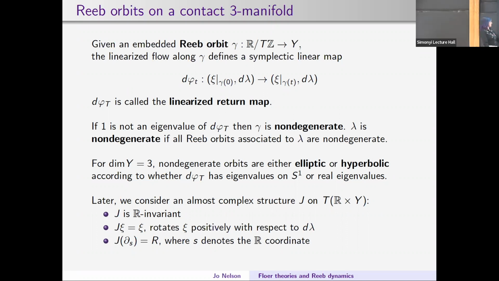And then we have a certain number of things that we want. So we want J to be R-invariant. And we want J to rotate the contact planes positively with respect to d lambda, so that we get a Riemannian metric if we put J into d lambda. And we'll see J show up in a couple of slides.